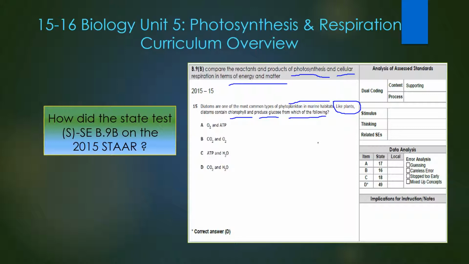So if glucose is my product, how do I get glucose from a plant? What does a plant need in order to produce its food, which is glucose? It needs sunlight, it needs water, and it needs carbon dioxide. And so I want to look and see which is my correct answer: carbon dioxide and H2O.